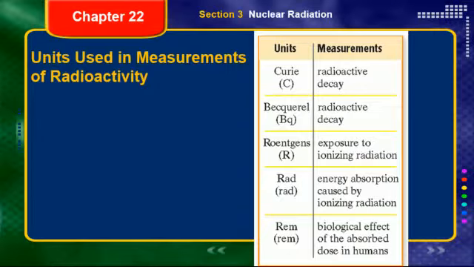We have exposure to ionizing radiation. We have energy absorption caused by ionizing radiation. And we have the biological effect of the absorbed dose in humans. This is the one that we are going to use for humans more often, because we're talking about its effects on humans, its biological effects. So you hear this REM unit a lot more commonly when you talk about radiation exposure in populated areas.